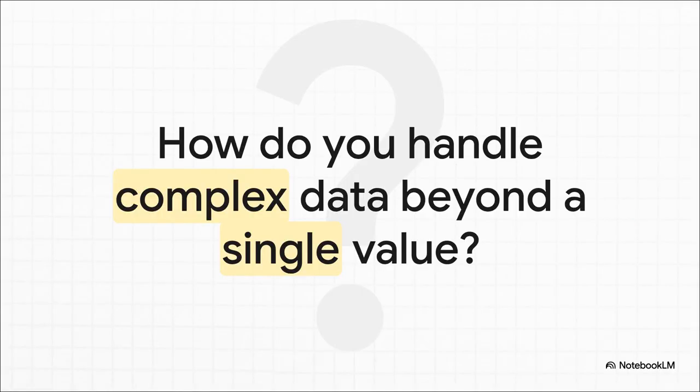So you're getting the hang of variables, right? You can store a name, a number, a true or false value, but what happens when the data gets real? What if you need a list of your top 10 favorite movies? Or all the details for a user's profile, their name, their email, their profile picture, all of it. Yeah, just using simple variables is going to get messy and fast.